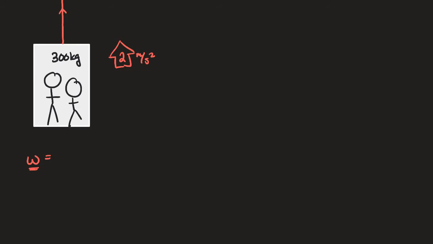Your mass is the same everywhere you go. Your weight is different. Weight is the product of your mass times the acceleration of gravity. That's your weight. So a 300 kilogram elevator would have a weight of 3,000 newtons.